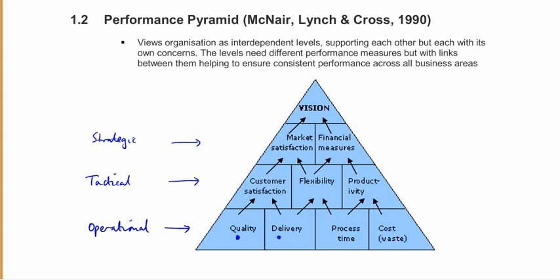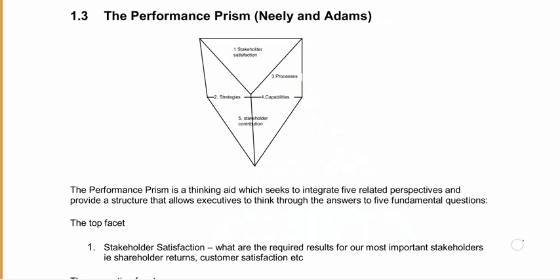And the final model we need to be aware of from a performance perspective in this paper that's specifically mentioned is the Performance Prism by Neely and Adams. So Neely and Adams' Performance Prism looks at 5 different perspectives that will help the board of directors understand overall performance needs in the organisation.